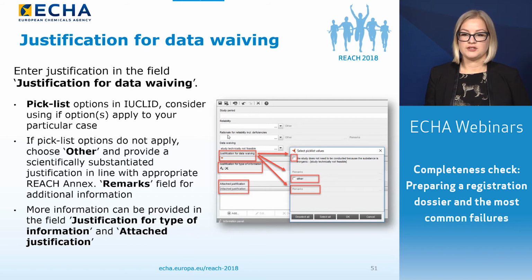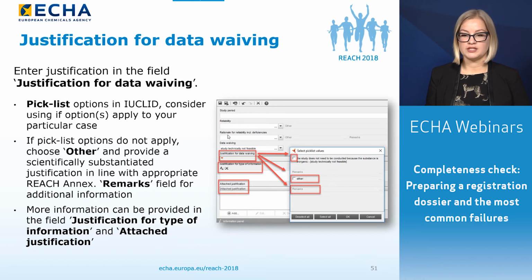When clicking the red downward pointing arrow, a pop-up window will appear and you can either see if some of the pick list values apply to your case, and if not, choose Other and provide a scientifically substantiated justification in line with the appropriate REACH annex. You can also use the Remarks field for additional information.